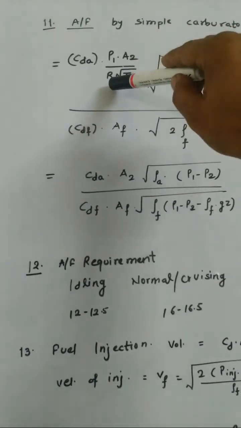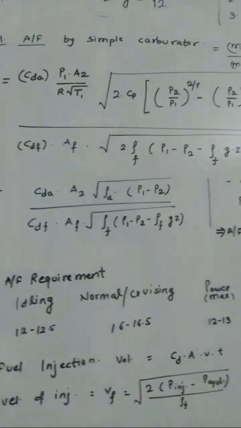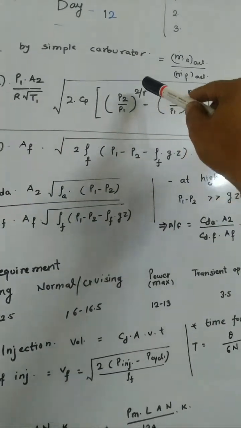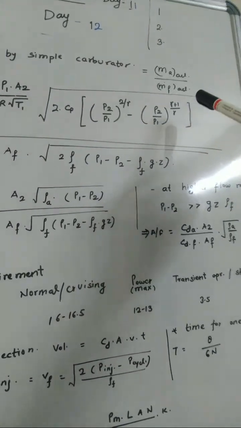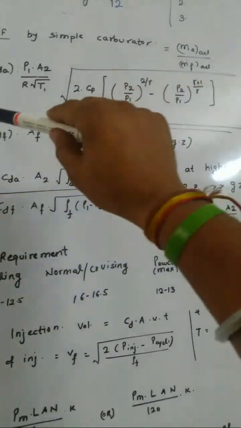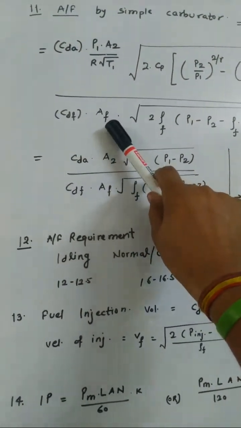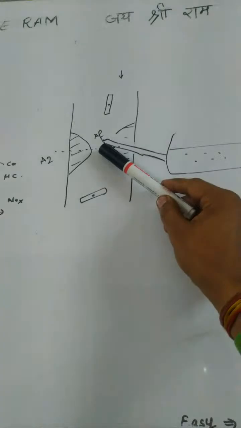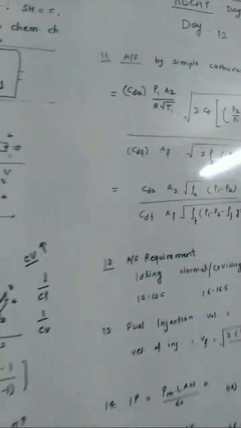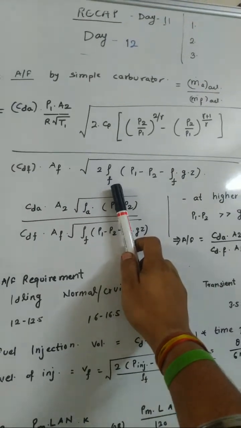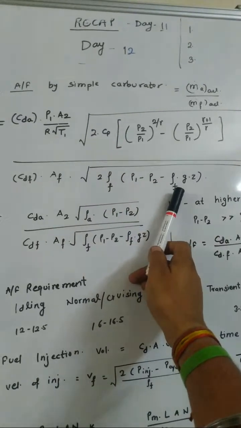This is what I'm using in the formulas. So this is A2, R as constant, T1 is the temperature, into 2 Cp, constant pressure specific heat, P2 by P1 to the power 2 by gamma minus P2 by P1 to the power gamma plus 1 by gamma, divided by CDF, the discharge coefficient of the fluid nozzle, AF, the area of the fluid nozzle. This was the nozzle, so this area is AF, into under root of twice rho F, density of the fluid, into P1 minus P2 minus rho F into GZ.